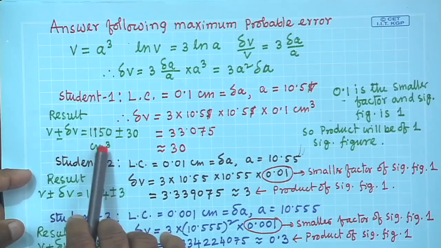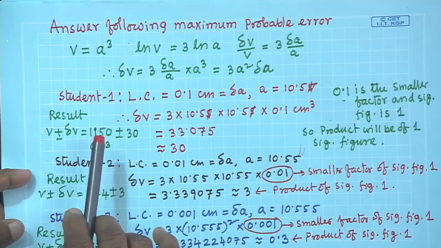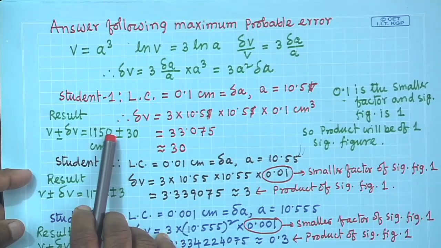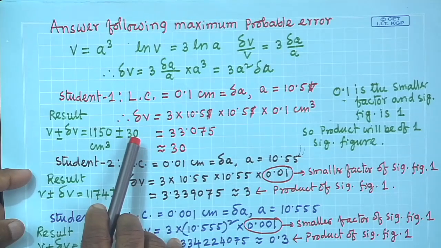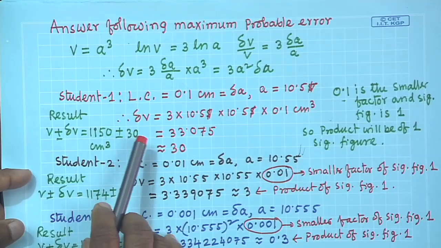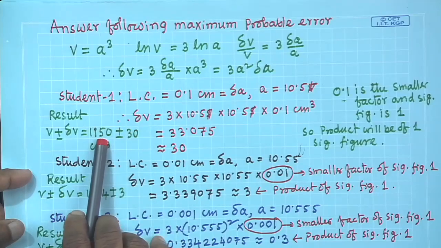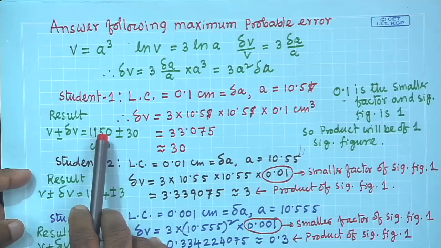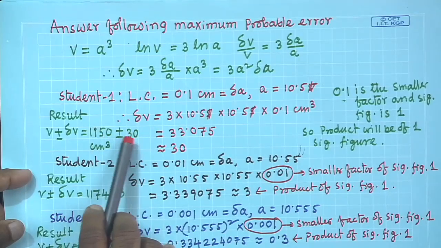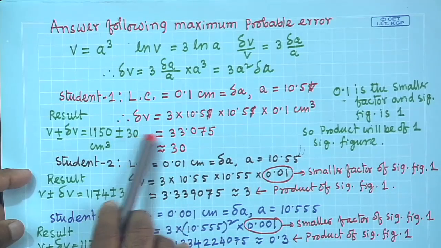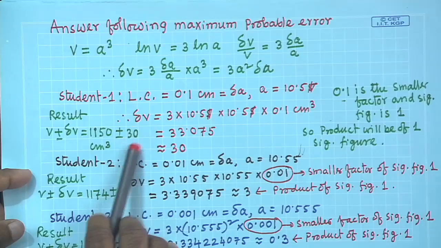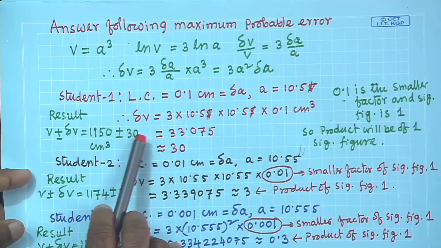So, in this volume, what is the order of the last significant figure? The error, whatever we are writing, has to be of the same order. Whatever the order of the position of this 5, it is okay. It has to be of the same order. That is why it is 30. I cannot write 33. So, 30 is the significant figure of this.